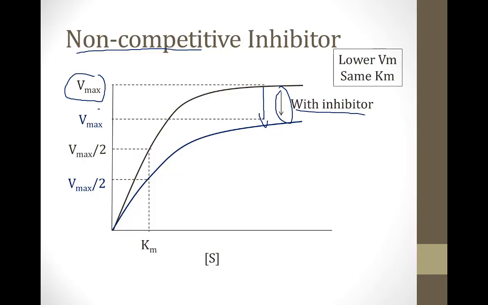We move from the black line to the blue line, which has a lower Vmax. But notice that Vmax over 2 is the same in both systems. The Michaelis constant hasn't changed, and that should make sense to you. The affinity of the substrate for the enzyme remains the same. It's just that there is less functional enzyme around because of the non-competitive inhibitor. This means that when you add a non-competitive inhibitor, you get a lower Vmax, but the same Michaelis constant.